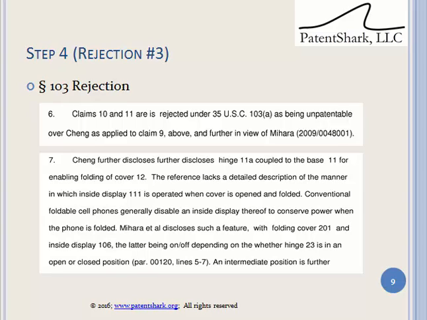Now, in this 103 rejection, the examiner did apply a combination of references to reject the claims. The examiner admitted that Cheng does not disclose a manner in which an inside display is operated when the cover is opened and folded. Instead, the examiner relied on Mihara to teach or suggest such feature. Therefore, the examiner used a combination of two references in this third rejection to reject dependent claims 10 and 11.